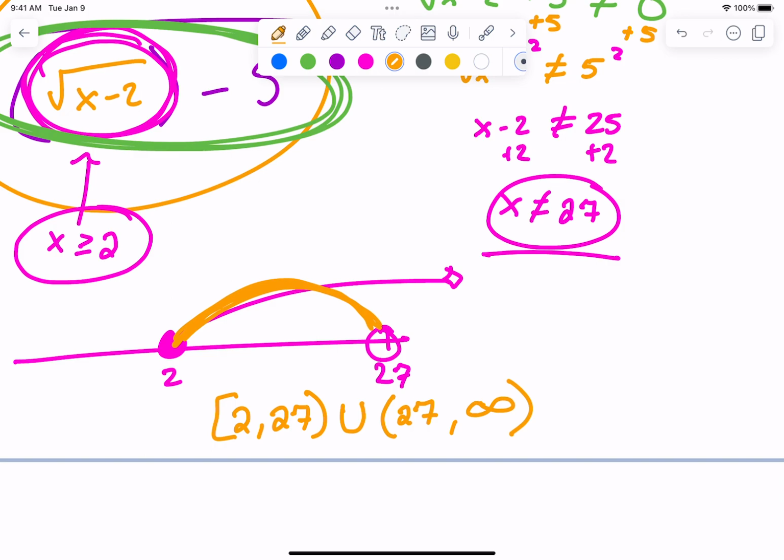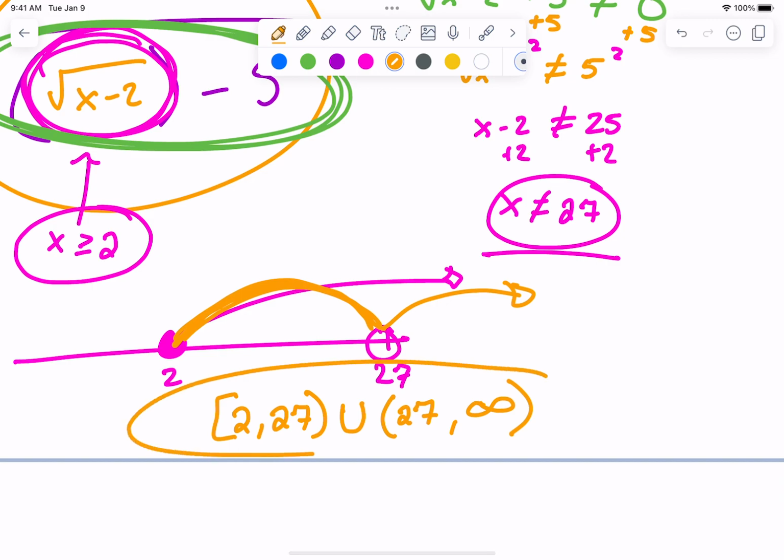Do you see how that works? This junk versus that junk. The two little yellow pieces: this is 2 to 27, this is 27 and beyond. Union those two together. Do you see how that works?